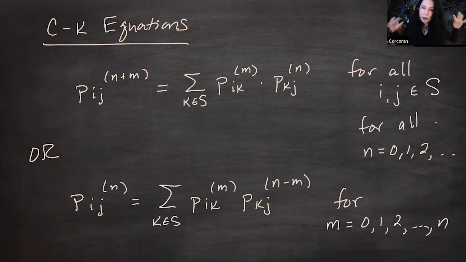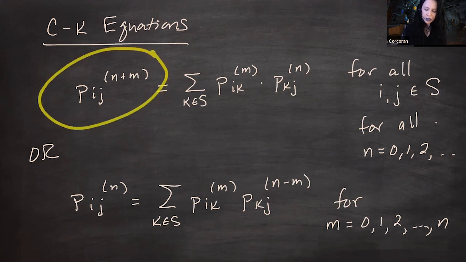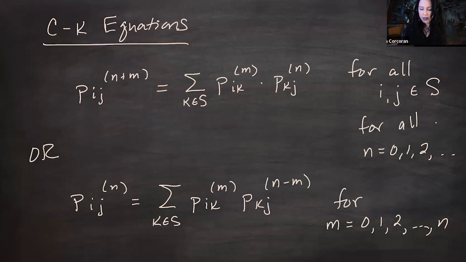So we need to prove this, and we're about to, but hopefully that feels a little bit intuitive. If I want to go from i to j in n plus m steps, I could go somewhere in m steps and then get to j in the remaining n steps, and then just kind of sum out where I went, kind of like marginalizing that out.